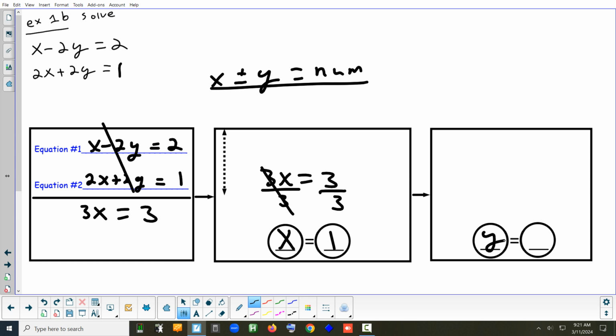Let me ask it this way: which one of these could you use to get the correct answer? Either equation will give you the right answer. You want to pick the one that you think is easiest, but either one will work. Which one do we think is the easiest? The second one. So we're going to take 1, and we're going to fill that in for x.